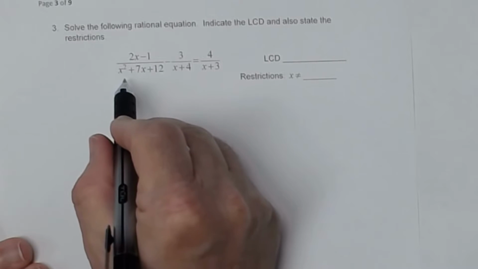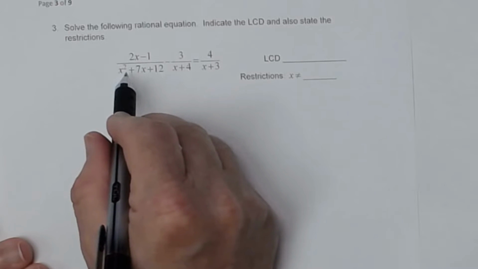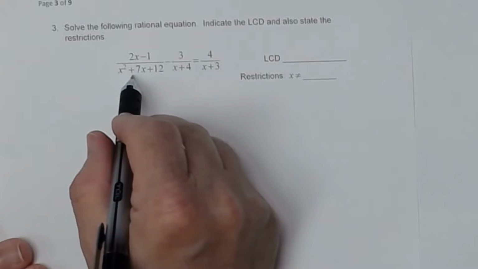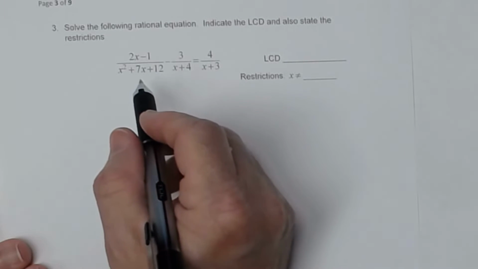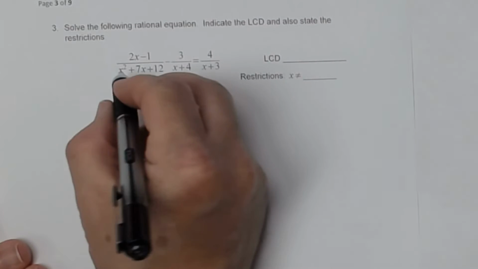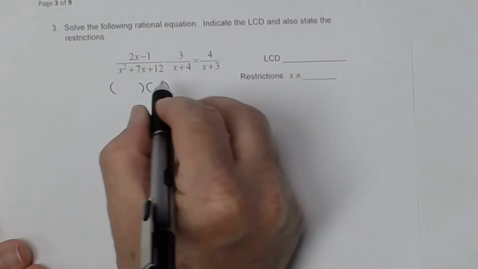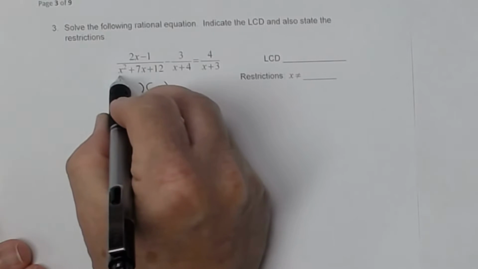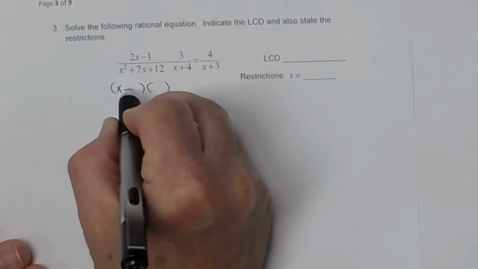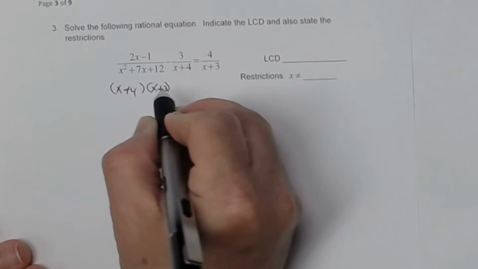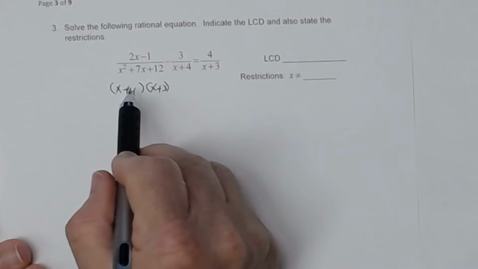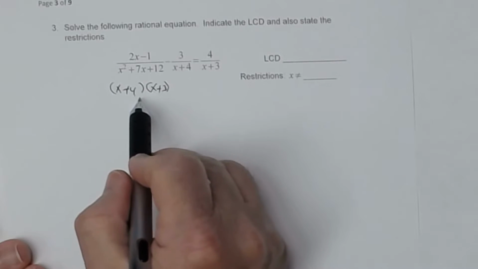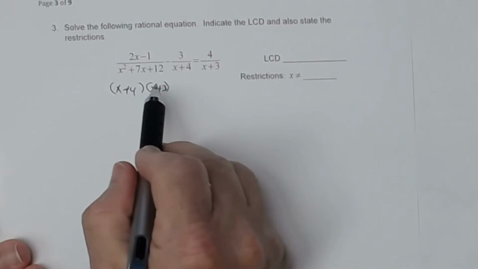First thing you have to do is notice that this denominator right here is a quadratic expression. So I'm going to have to factor this. Usually, not always, the factors of this quadratic expression will be the factors that you see here. So if you were to factor this, you would get x plus 4 times x plus 3. You could check this by foiling this out. x times x is x squared. The outer is 3x, the inner is 4x, and when you add them up, you get 7x. And then 4 times 3 is 12.